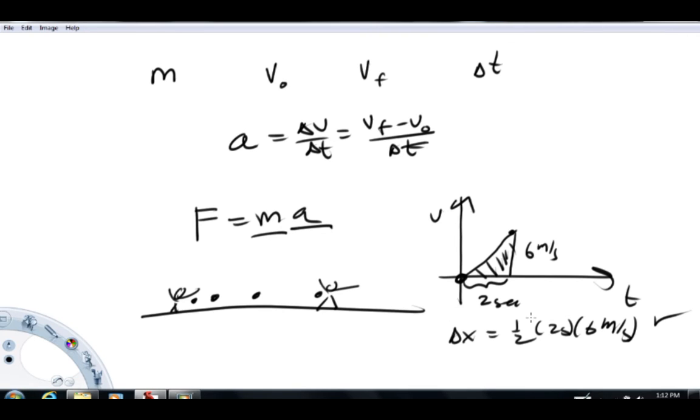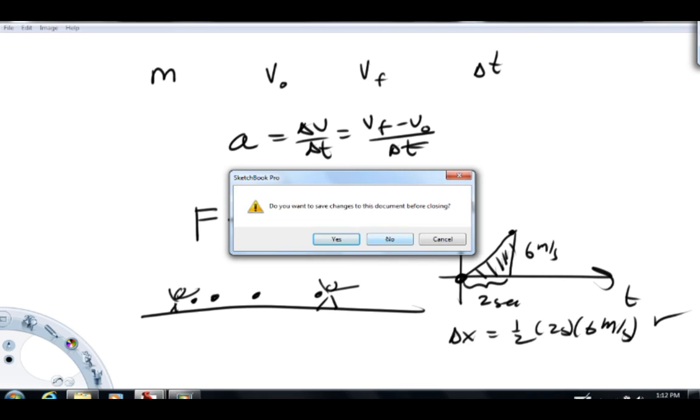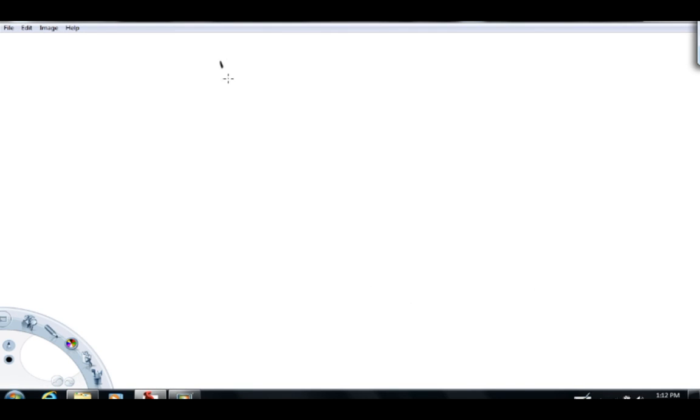I'm going to go ahead and talk about one more here. Number 8. A baseball is being caught. It goes from 42 to 0 in 0.004 seconds. So they've given a V initial, they've given a V final, and they've given me a delta t. Start by calculating the acceleration, which is change in V over change in t.